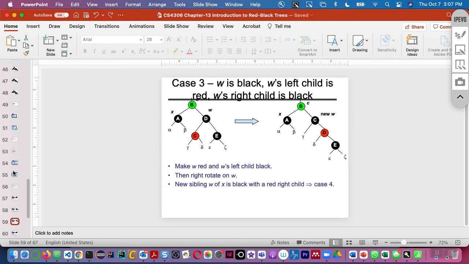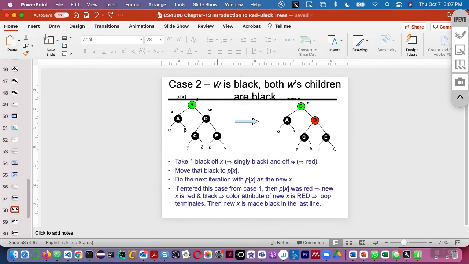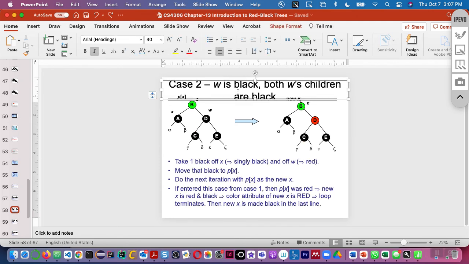Okay, then this is case 2. It says whenever you want to delete a node that is black and both children are black, for instance, if you want to delete this black node and it has both immediate children black, and it may have other children, grandchildren, but forget about grandchildren for now. If both children are black, then what do we need to do?